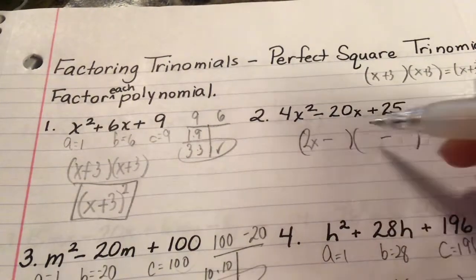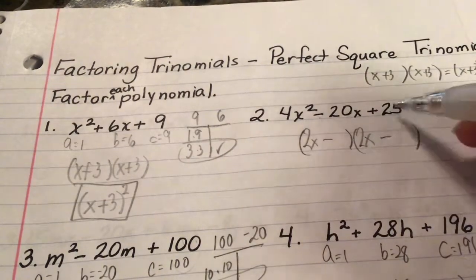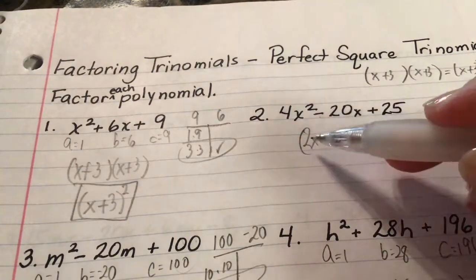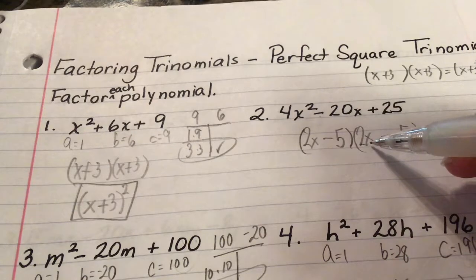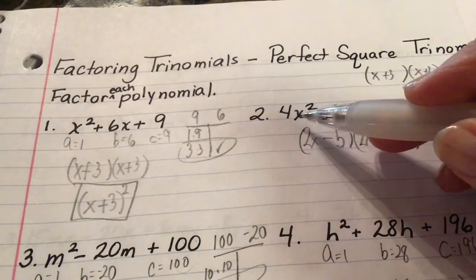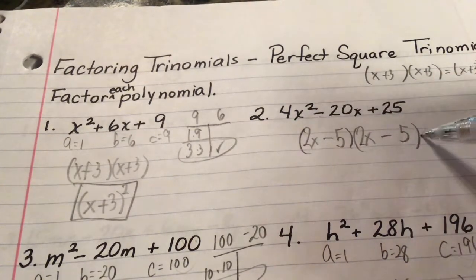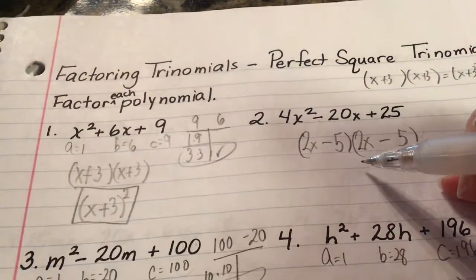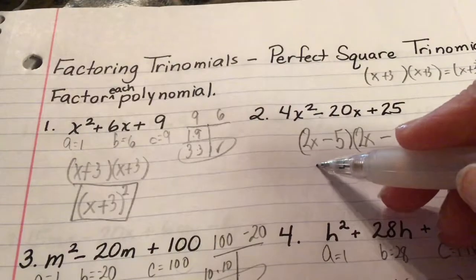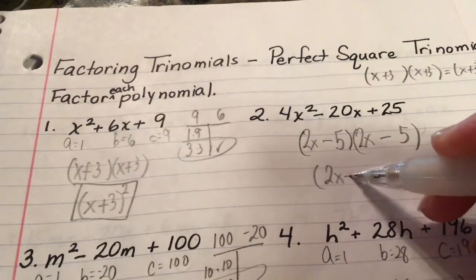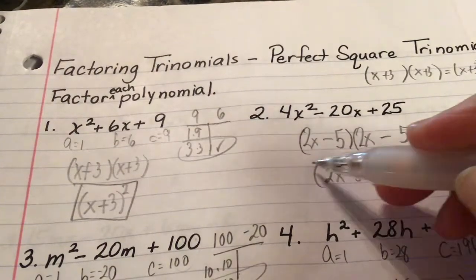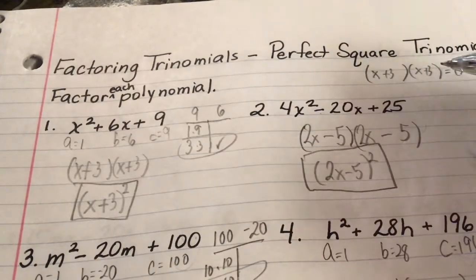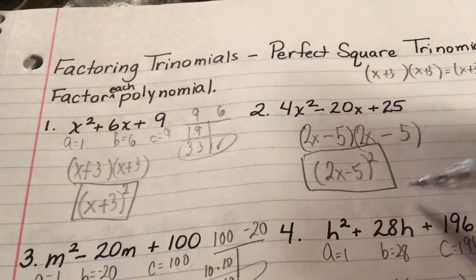2x times 2x gives me 4x squared. 5 times 5 gives me 25. Then I'm going to multiply and see if that works. 2x times 2x is 4x squared. Minus 10x minus 10x and then plus 25. So 2x minus 5, that quantity squared, is 4x squared minus 20x plus 25 factored.